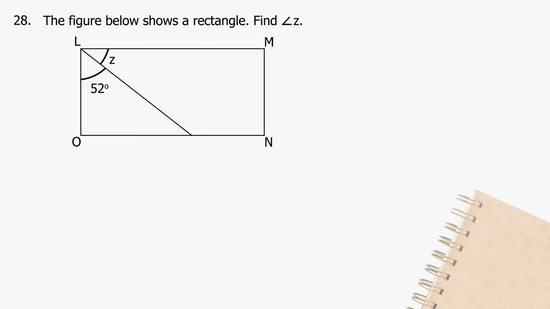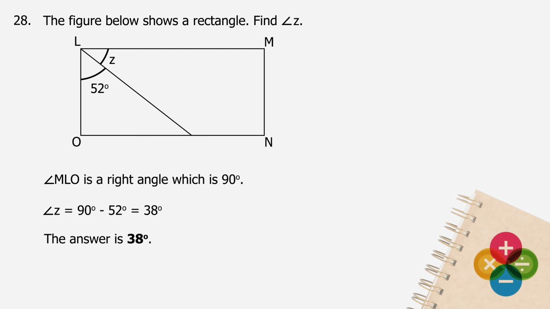Question 28. The figure below shows a rectangle. Find angle Z. Angle MLO is a right angle which is 90 degrees. Angle Z will be subtract 52 degrees from 90 degrees, and the difference is 38 degrees. The answer is 38 degrees.